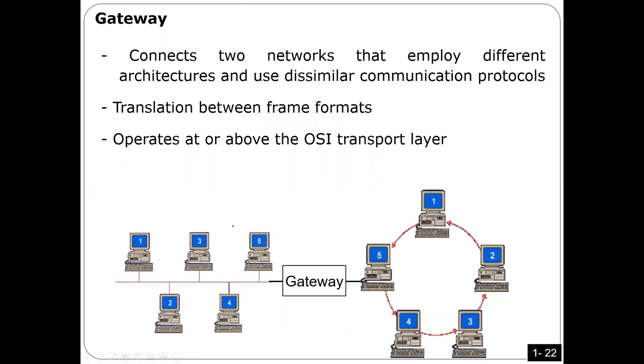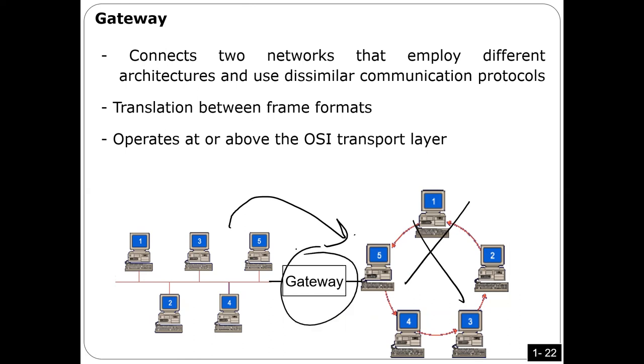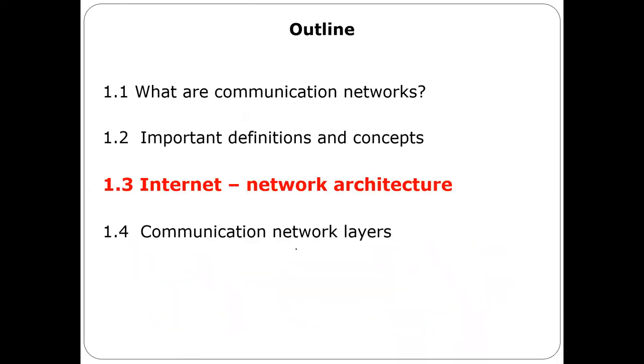So if I relay the message from here, this network is not going to understand it, because it's using a different protocol. Okay, that's why this one should be a more complicated device. Anyway, any questions?